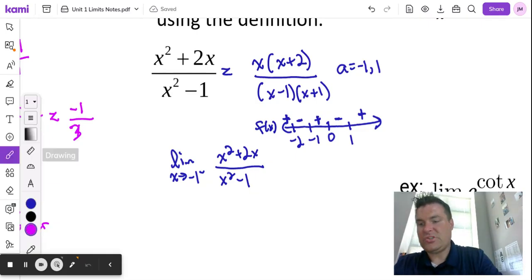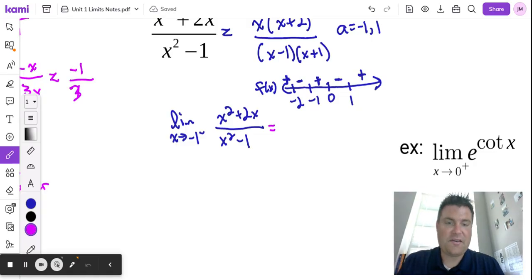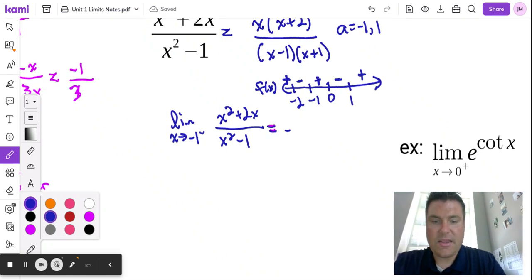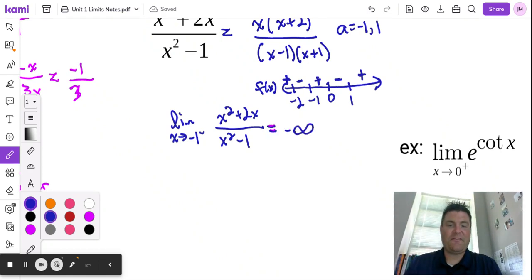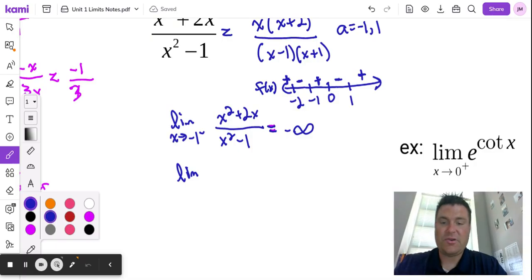Okay, now we can just go ahead and use that sign chart and look. If we look at -1, what's going on left of -1? We're going to get negative infinity, because we know it had to be an infinity. And if we look on that sign chart, left of -1, we're going to be negative infinity. So that proves that we have a vertical asymptote at -1.